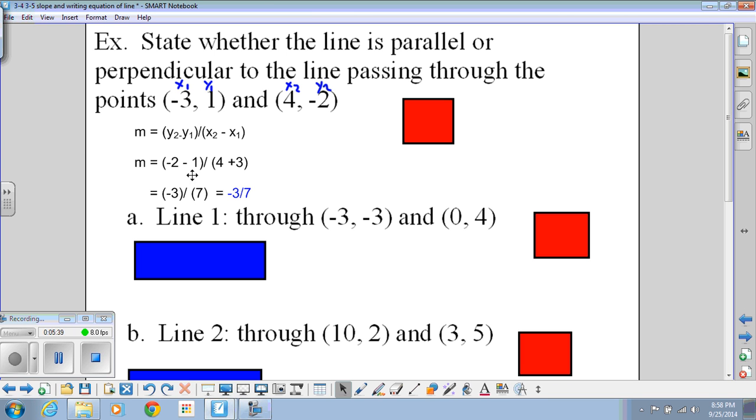So -2 minus 1 is -3. 4 plus 3 is 7. So my slope of these 2 points is -3/7. If you were to graph that, you would also get that as your rise over run.